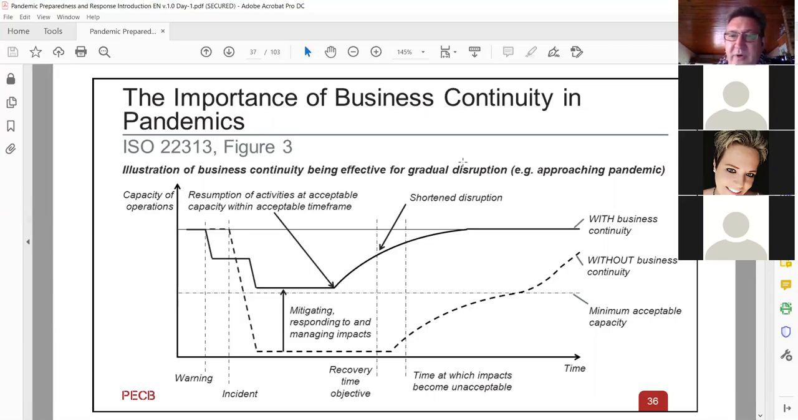And then every mitigation that you are actually putting in there, from the top there, the resumption of activities at acceptable levels, capacity within acceptable timeframes. Can you do that or can't you do that? Mitigating and responding to and managing the impact. How do you manage that? How do you send people home if the country or the environment that they are living in, let's say in South Africa, some of our clients, most of the employees are actually staying either in Tembisa, in Vosloorus, in Mamelodi, in Khayelitsha, etc. And the internet connectivity there is not in such a way that a person can actually go through a VPN onto your business and do business from home. So now you are sitting with a resource that you cannot utilize.